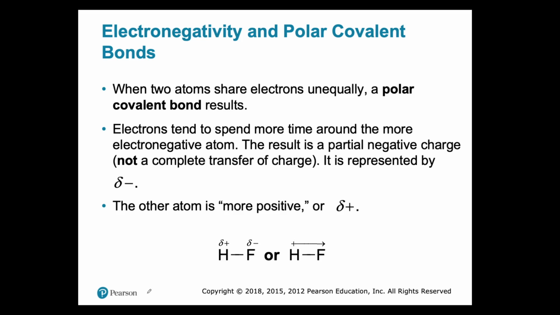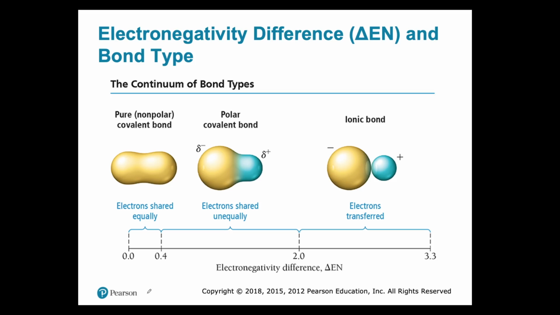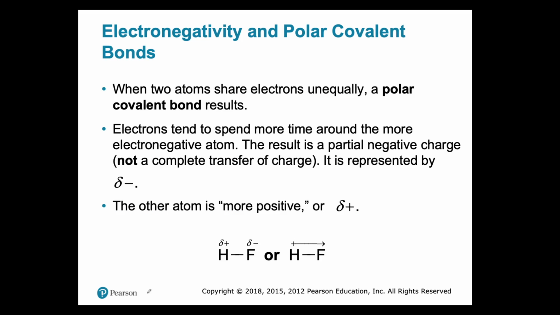If you didn't know, a big triangle like that is actually an uppercase delta in the Greek alphabet. Whenever you see an uppercase delta from the Greek alphabet in science, it always means change in something or difference in something. That's why it's the change or difference in electronegativity. But lowercase delta with a plus sign means partial positive, and lowercase delta with a negative sign means partial negative. Those are the phrases that you need to know.